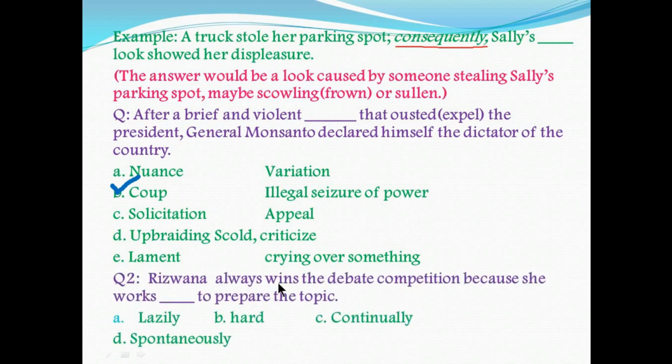Next example is Rizwana always wins the debate competition because she worked dash to prepare the topic. Here the first part of the sentence shows she always wins the debate competition. So basically this is the effect, and its cause is that she worked dash to prepare the topic. So the most suitable option is hard. She is working very hard, that's why she is winning all the competitions.